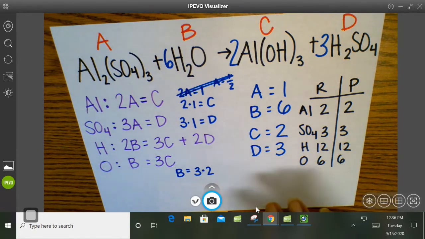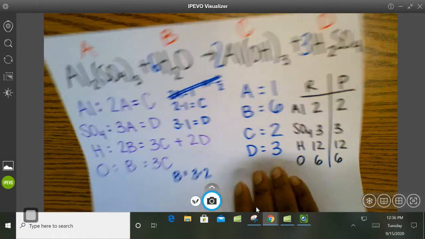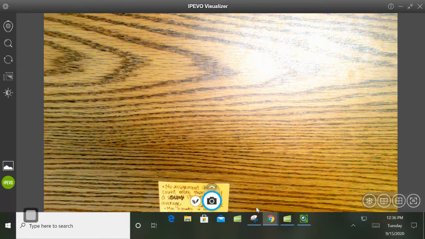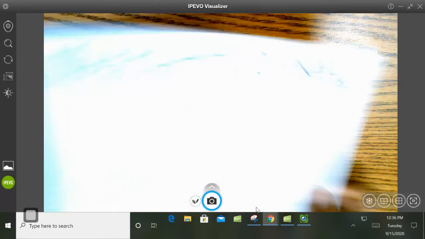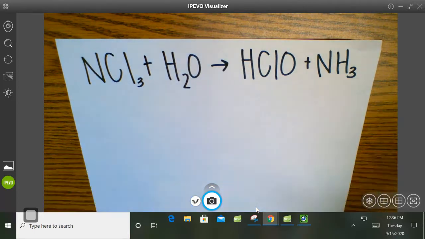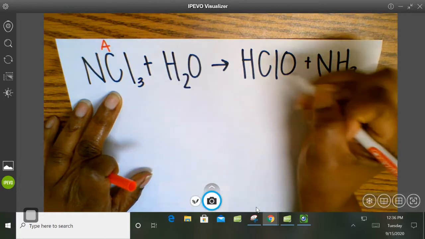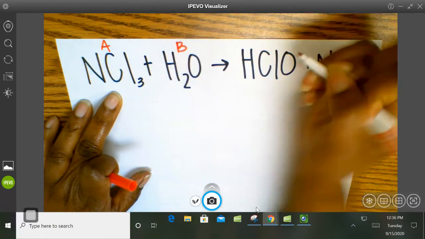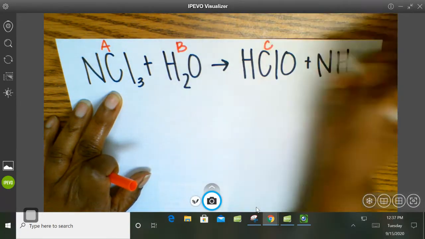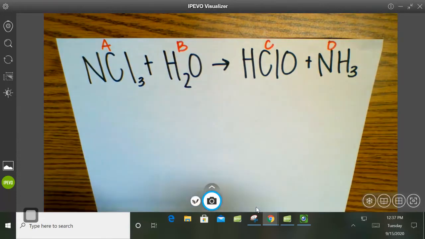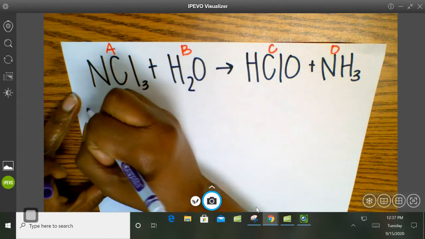All right, let's look at another example. Here I have my compounds, and the first thing I'm going to do is assign variables for each one. NCl3 is going to be A, H2O is B, HClO is C, and NH3 is D. All right, so that part is done. Now I move to the next part, where I'm like, okay, let me see my N.